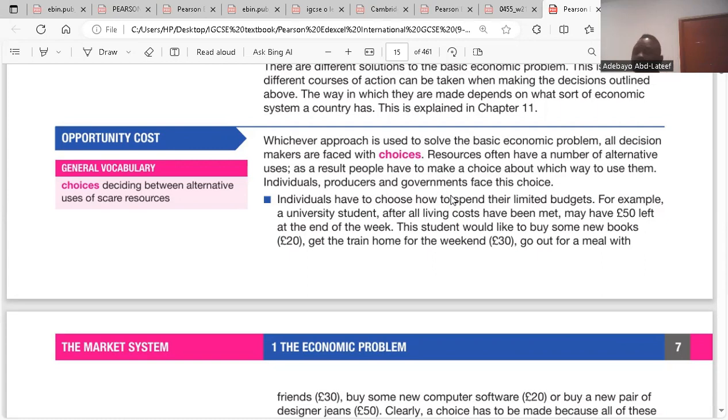So what is produced is called the real cost. Do you understand? Yes. The choice that we make is the real cost. The choice that we left behind is the opportunity cost. Is it clear? Yes. Okay.